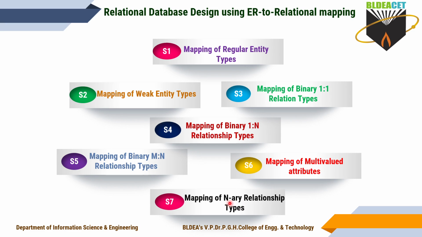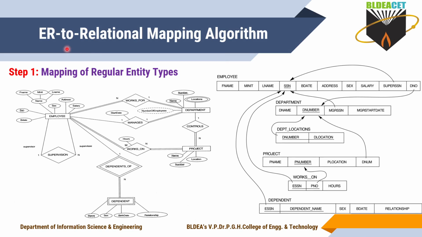Next is step 7, mapping of n-ary relationship types here. If you want to relate more than two entity types, that one we call an n-ary relationship type. These are the 7 steps for mapping the ER design to the relational design. Let's see one by one. First is mapping of regular entity types.